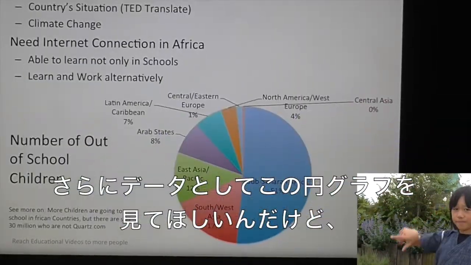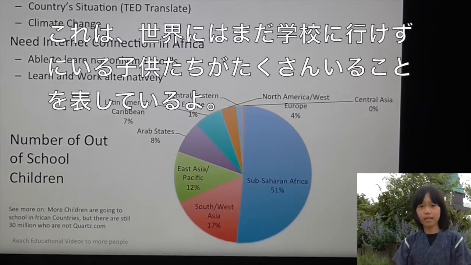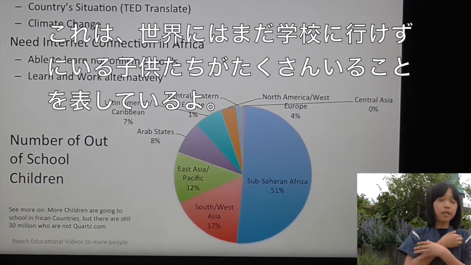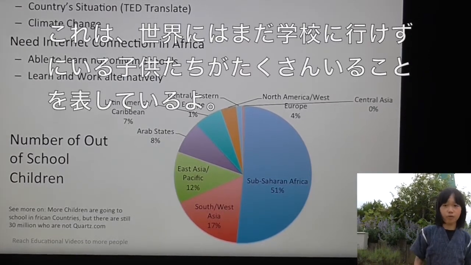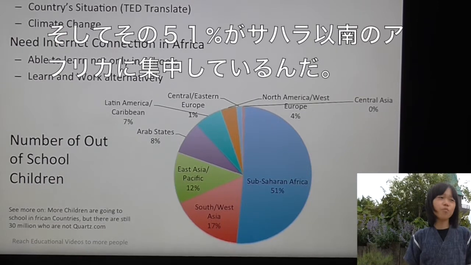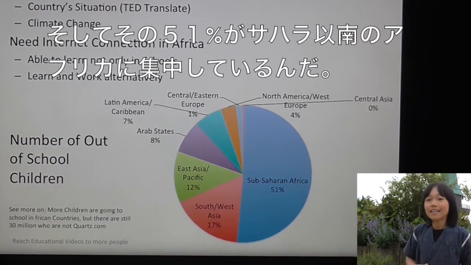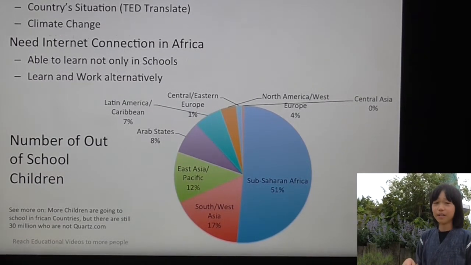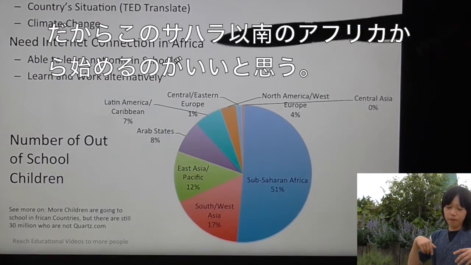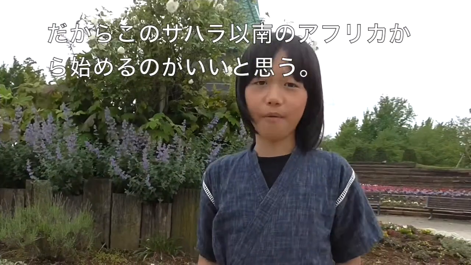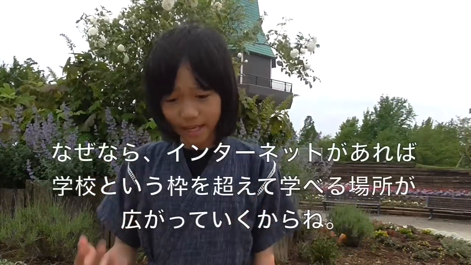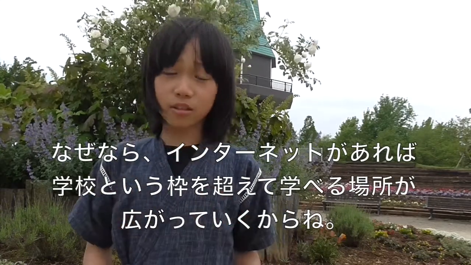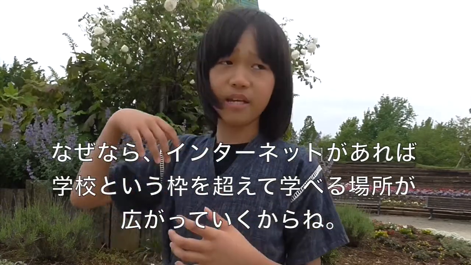Another piece of data over here, the pie chart, shows that in the world there are a lot of out-of-school children, and 51% of them are from Sub-Saharan Africa. So we should go to Sub-Saharan Africa, because with the internet, the place to learn is going to be beyond schools.